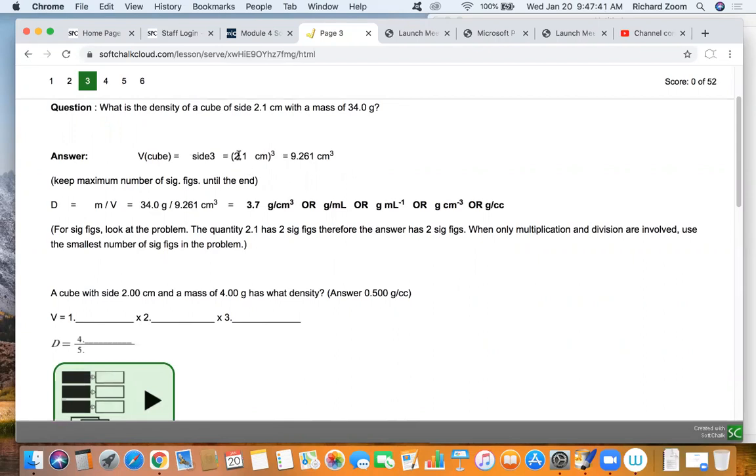So what happens is that we've got 2.1 times 2.1 times 2.1. That's how we get the 9.261 here. We look at the initial problem and we can see that we've got 2 significant figures versus 3 significant figures. So the answer comes out to be 2 significant figures at the end. And again, it's all because we're dealing with multiplication and division all the way through this problem. Does anybody have any questions?